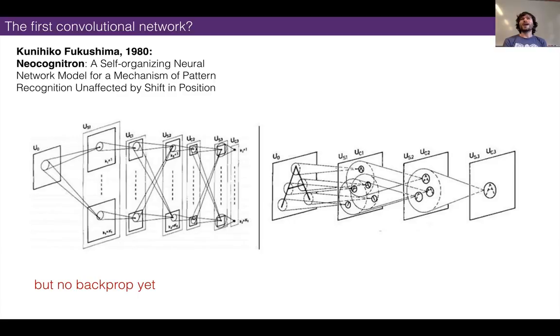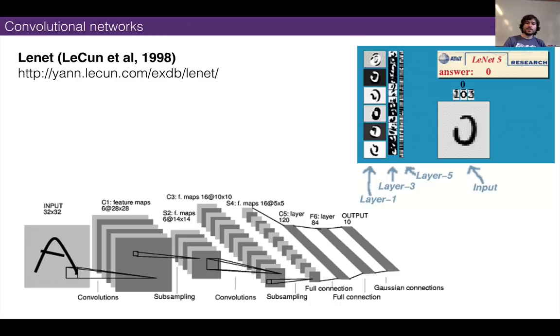In any case, I think there's some consensus that something called the neocognitron is the first. It was a paper written by a Japanese researcher, Kunihiko Fukushima, I'm not sure if he was a computer scientist or an electrical engineer. In 1980, or maybe 1979, he wrote the neocognitron, a self-organizing neural network model for a mechanism of pattern recognition unaffected by shift in position. The idea was to make a neural network in which the neurons were organized in a somewhat more complicated manner than the ones we just saw.